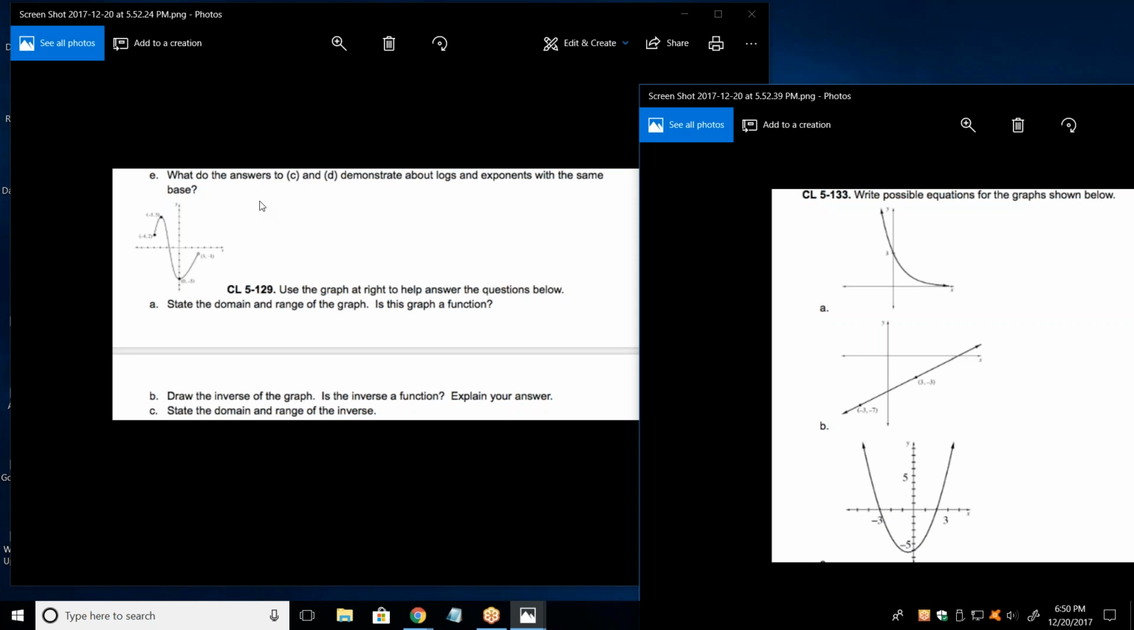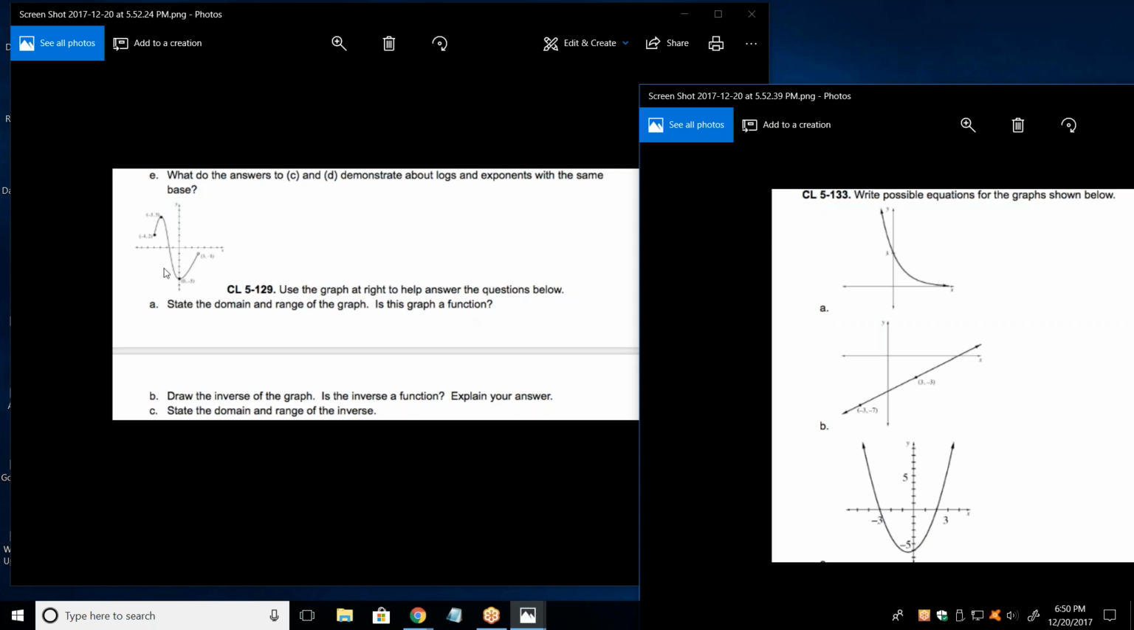Oh, that was just for a different question, but I got that one. You're good with that one? Okay. Yeah, put on logs and exponents. Use the graph at right, and I assume it means the multiple choice of graphs. No, it's just the one above it, even though it's not at the right. Oh, so 5129 is talking about this graph up here? Yeah. Okay.